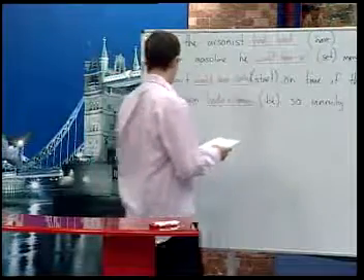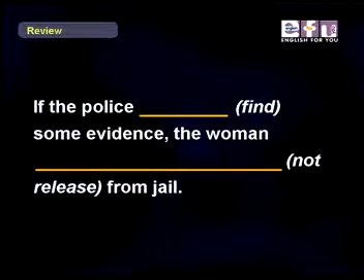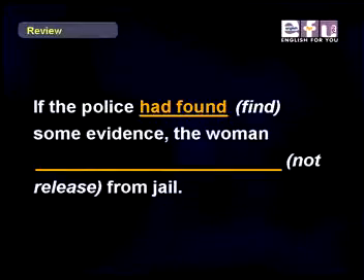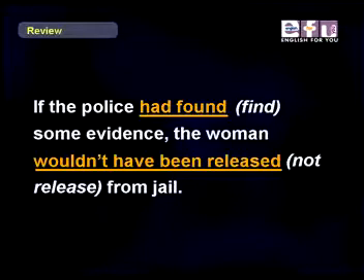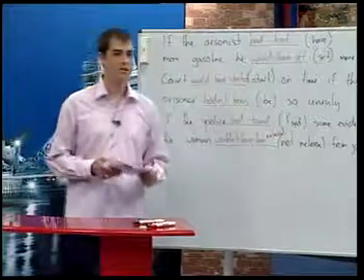Okay, the last one's for you, Monica. If the police something, the verb is find, some evidence, the woman, and the verb is not release, from jail. What do you think it is, Monica? If the police had found some evidence, the woman wouldn't have been released from jail. Good. Release, we'll put it up there. Okay, that's excellent work. Thank you all.